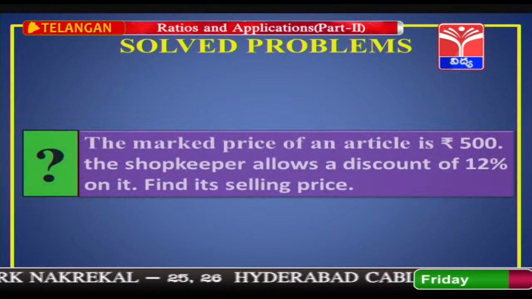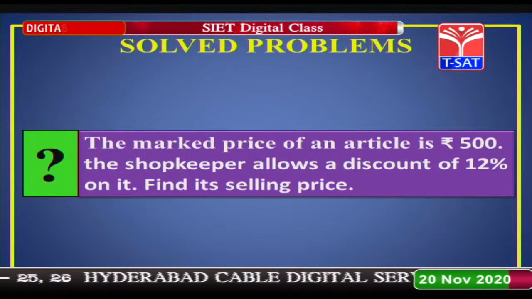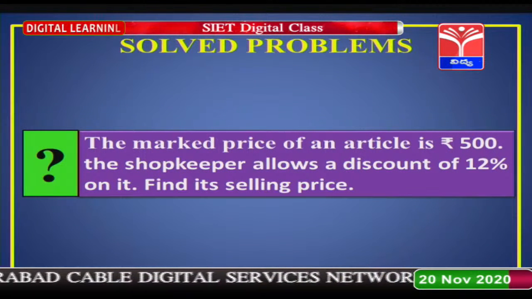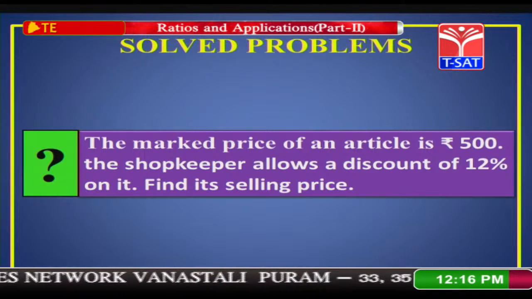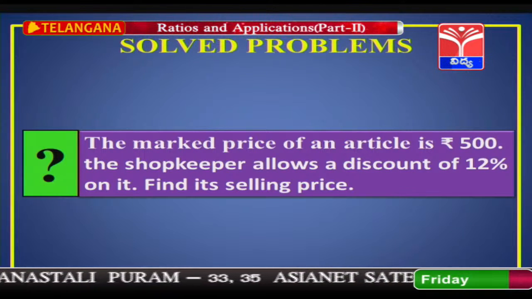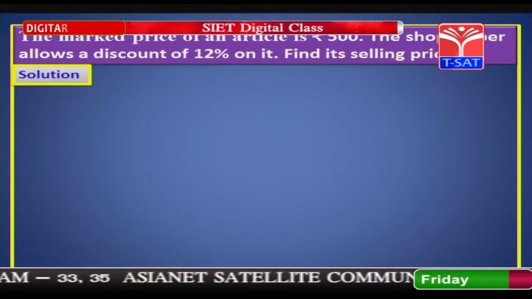So, children, we have learned the concepts of simple interest, discounts and also percentages, right? Now, we are going to solve some problems based on these concepts. Let us start. The mark price of an article is 500 rupees. The shopkeeper allows a discount of 12% on it. Find its selling price. Let us start with the solution.